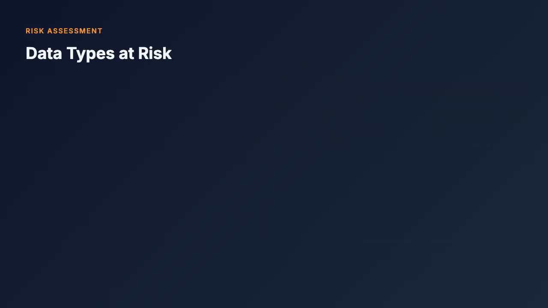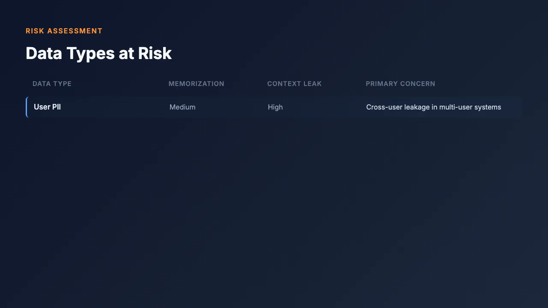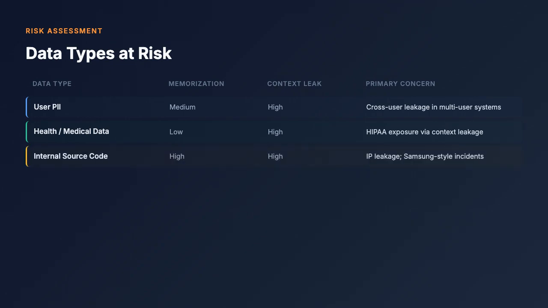Let's break down the risk by data type. User PII has medium memorization risk, but high context leakage risk, with the primary concern being cross-user leakage. Health and medical data has low memorization risk, but high context leakage risk, creating HIPAA exposure. Internal source code has high risk on both fronts, as seen in the Samsung incidents.